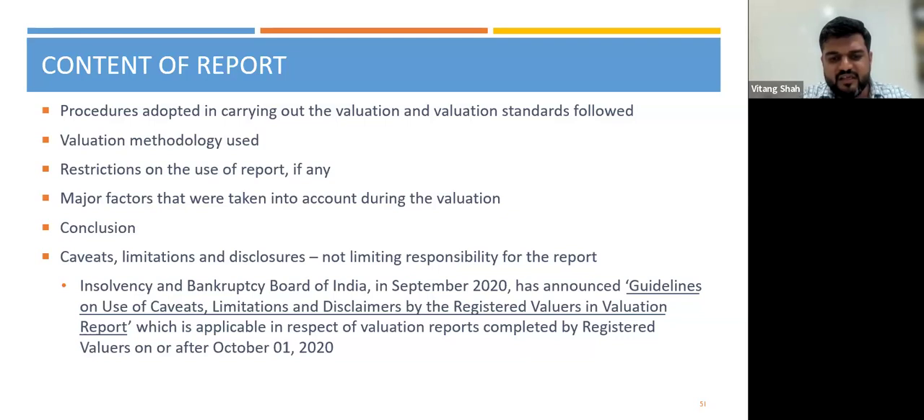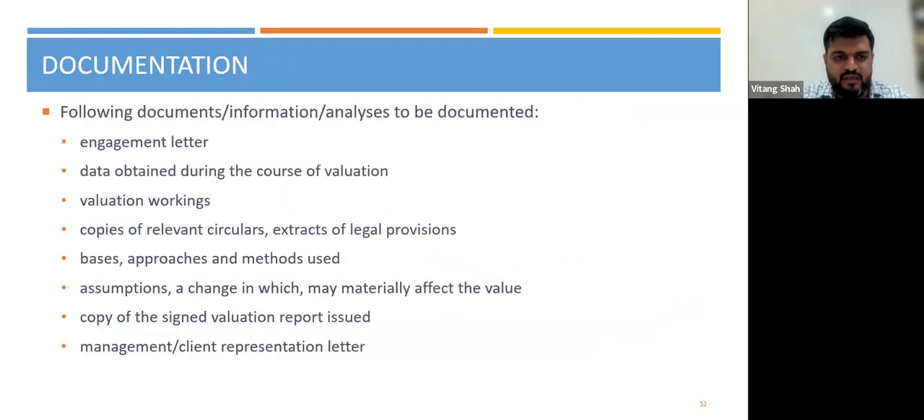So there are restrictions and guidelines on the use of such limitations which a registered valuer can put in an RV report. And these are the broad documentation which one needs to have in place. There should be an engagement letter between the client and the valuer. Whatever data a valuer has obtained during the course of valuation needs to be documented.